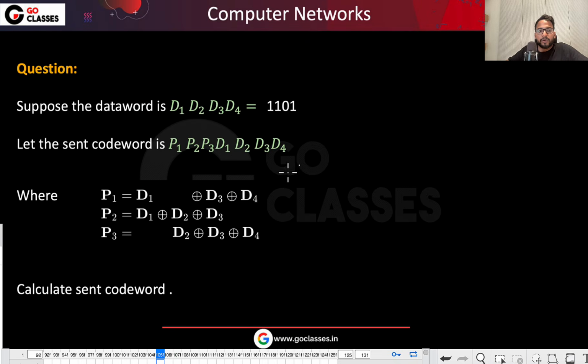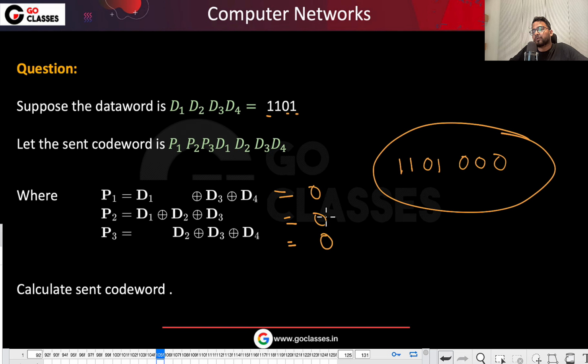In the slide I do not have the answer, so let's quickly calculate it. D1, D3 and D4: if you XOR these, you will get 0. So P1 will be 0. What about P2? P2 is D1, D2, D3. If you XOR this, you will again get 0. D2, D3, D4, you will again get 0, right? So these 3 bits are 0. So the transmitted code word will be 1, 1, 0, 1, and then 0, 0, 0.